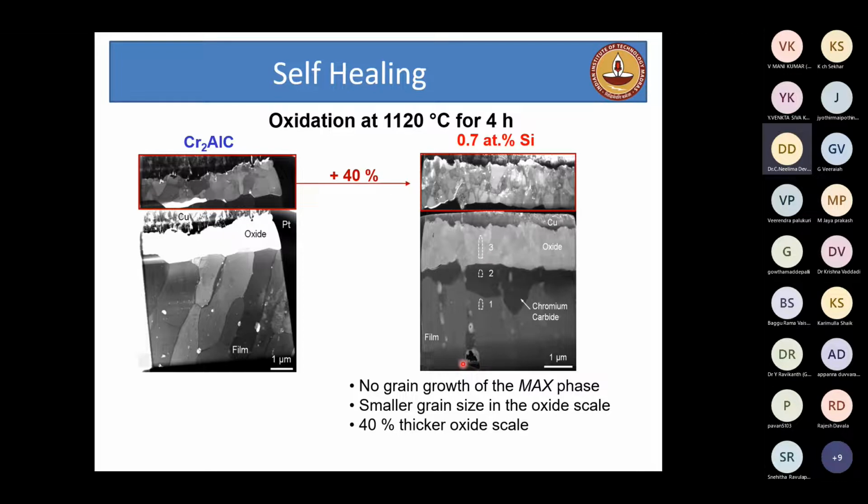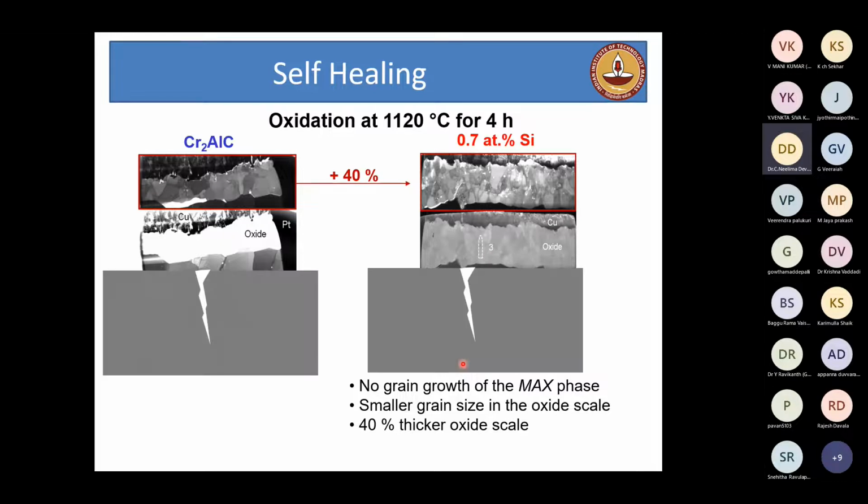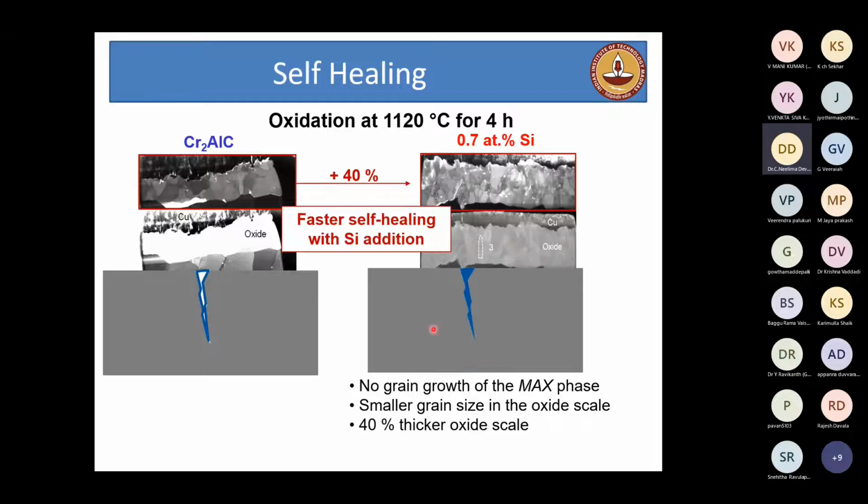This means if you now have a crack with 40% higher layer thickness in the case of the silicon-added alloy, we will be able to get a completely filled crack region, compared to a partly filled crack region in the case of the MAX phase without silicon.